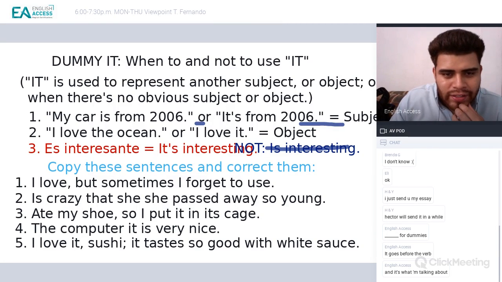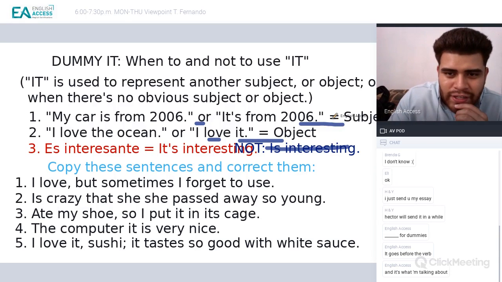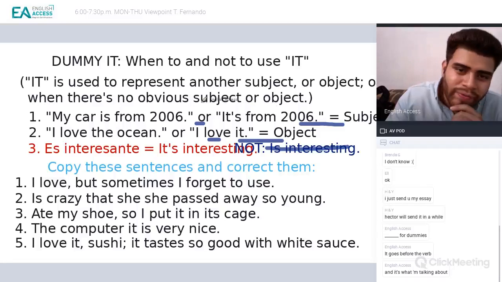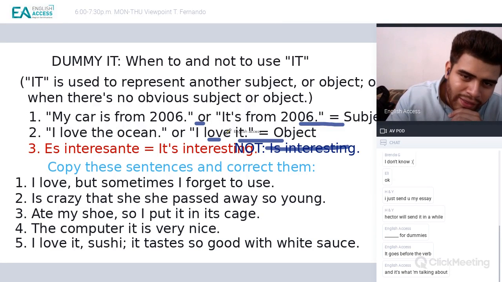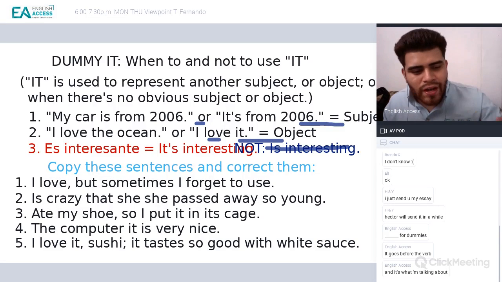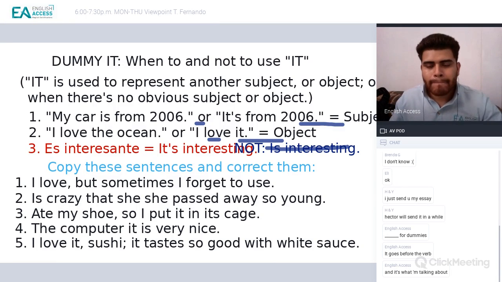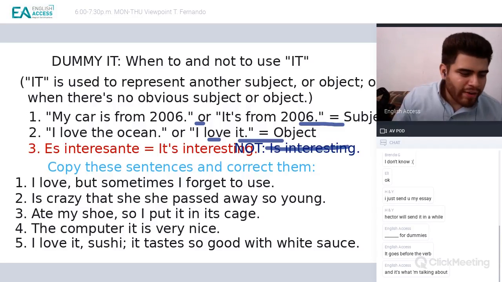All right. And the object. It can also be used for an object. I love the ocean, or I love it. Now, if the subject goes before the verb, the object goes where? Can you type the answer? Where does the object go? Ellie or Yarim?